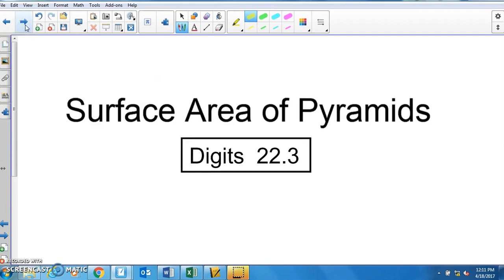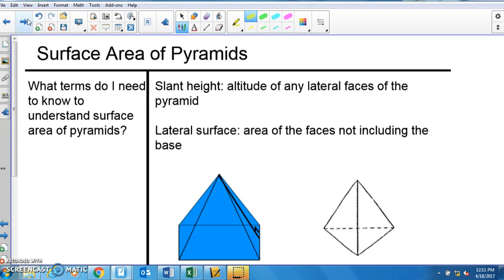So, as we continue on, it's going to be related back to digits 22-3. We're going to talk today about surface area of pyramids. So if you will go ahead and title that surface area of pyramids. And then a couple questions here. What do I need to know to understand surface area of pyramids?